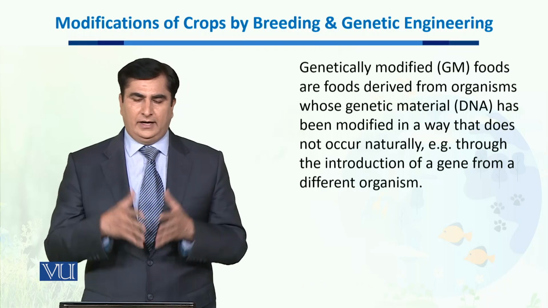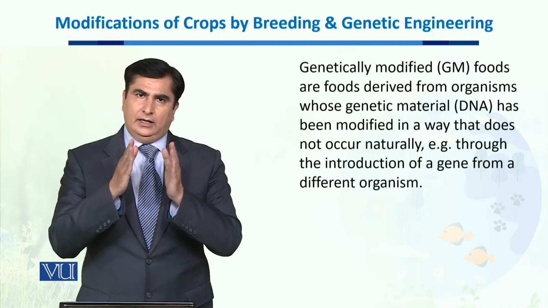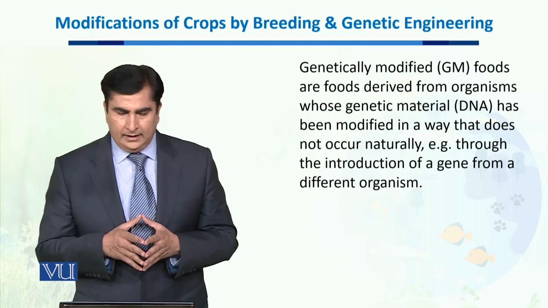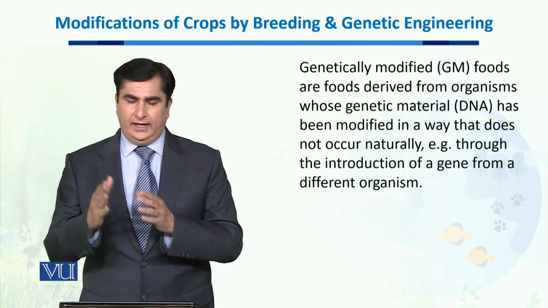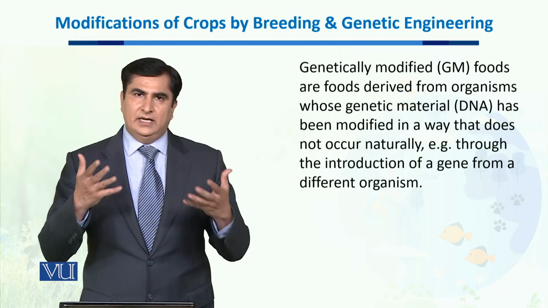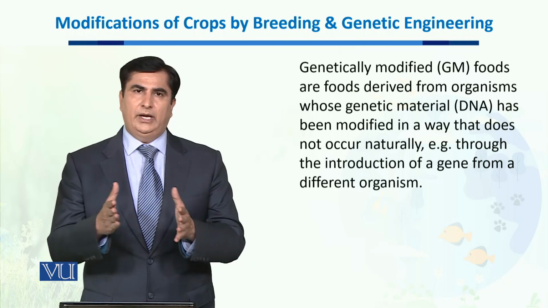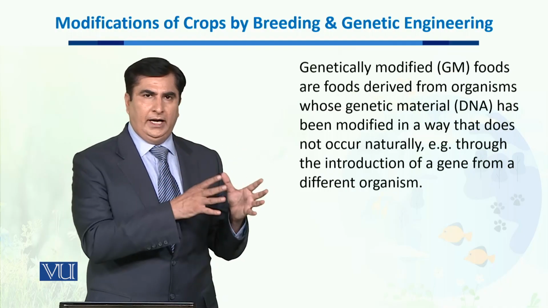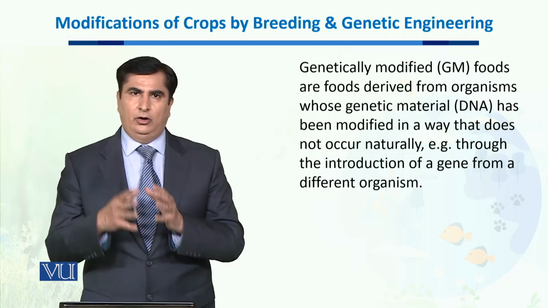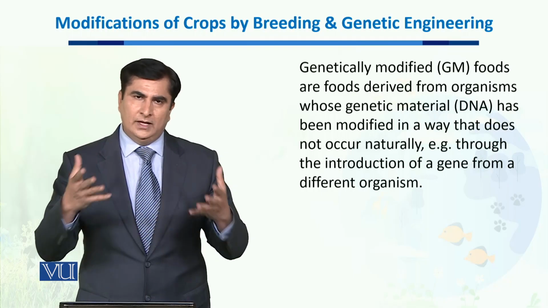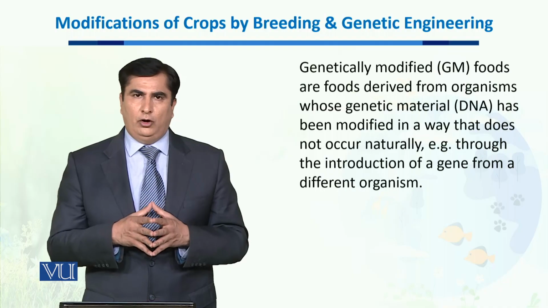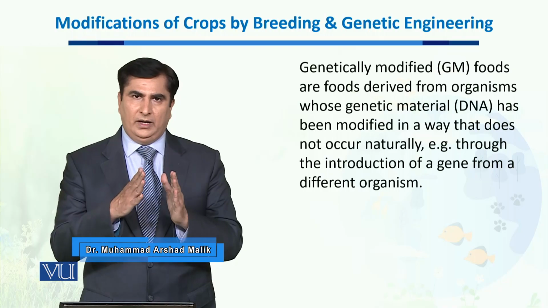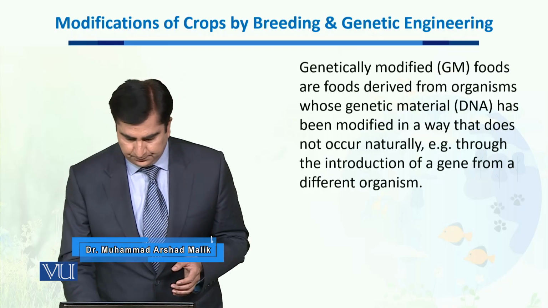Genetically modified foods are actually the food which are derived from an organism whose genetic material or DNA has been modified in such a way that it does not occur naturally, or maybe some part of the DNA of the parent plant has been obtained from another species or another organism. So GM or GMO food normally have the genetic makeup of not one plant but more than one plant.